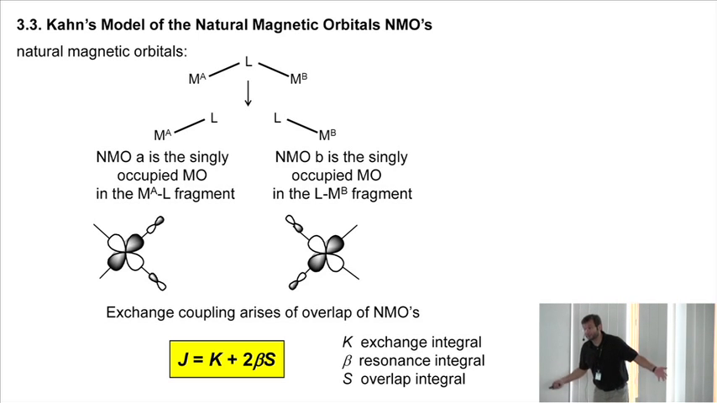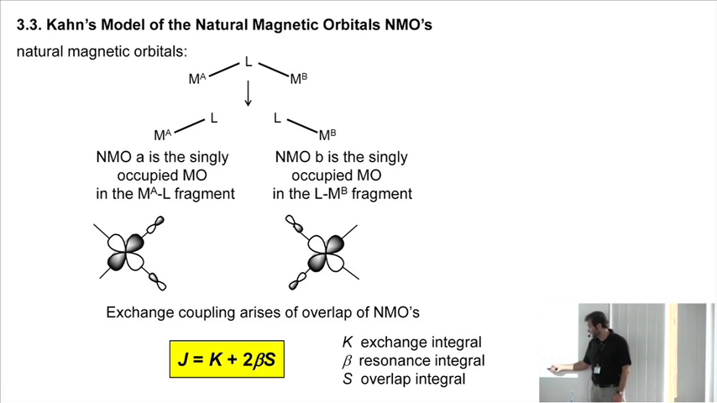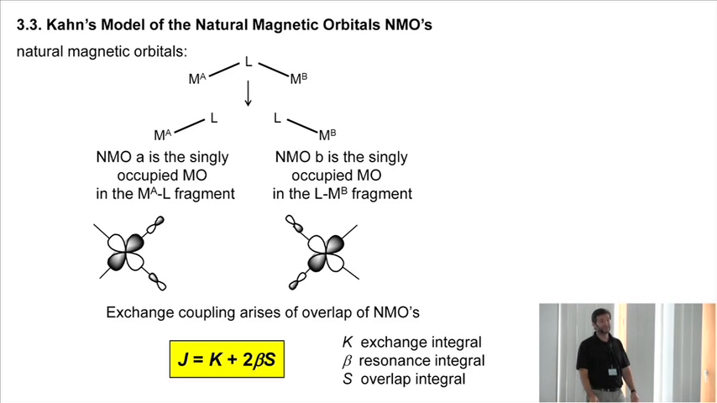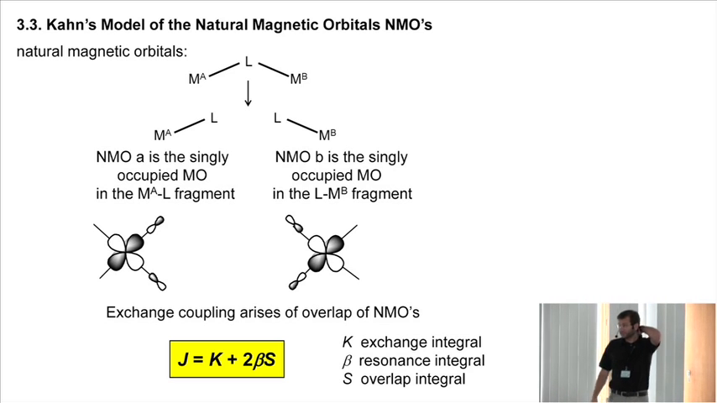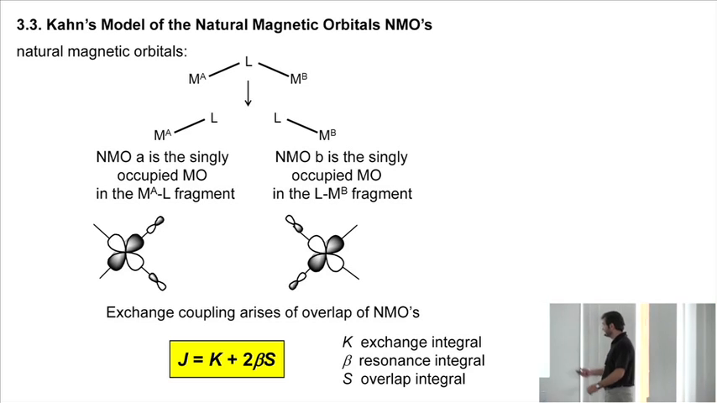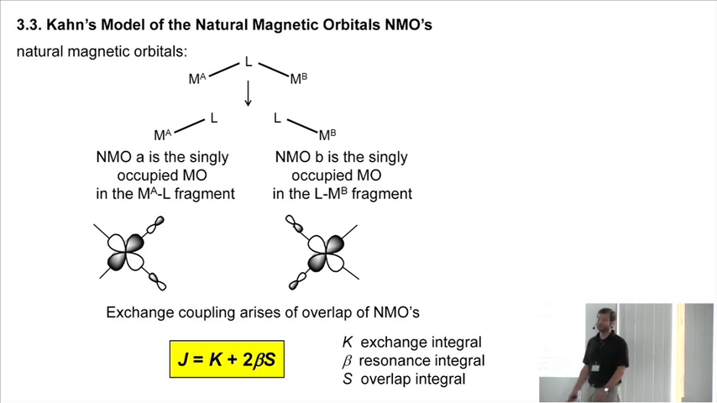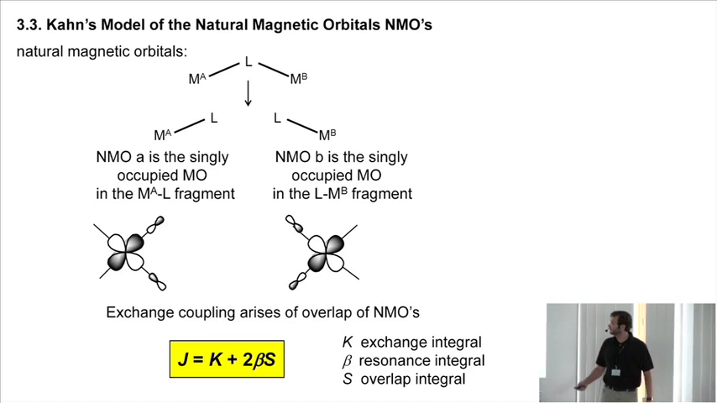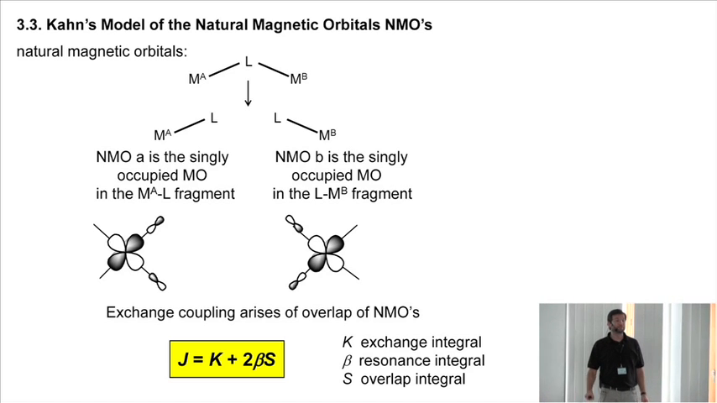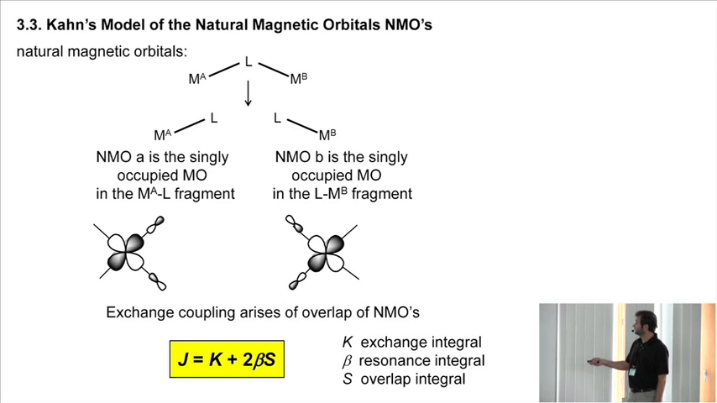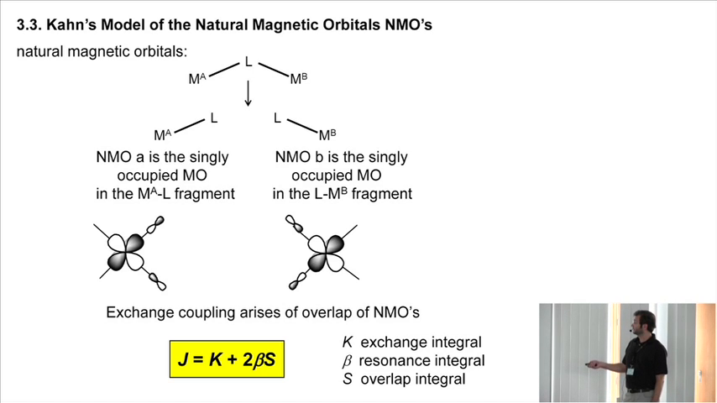And now I'm not responsible for this. There is an S. It is not the spin. The theory doesn't have enough letters. Thank you. This is the overlap integral. It is the overlap integral between the two natural magnetic orbitals. So this contribution is always anti-ferromagnetic because beta and S have always opposite sign.